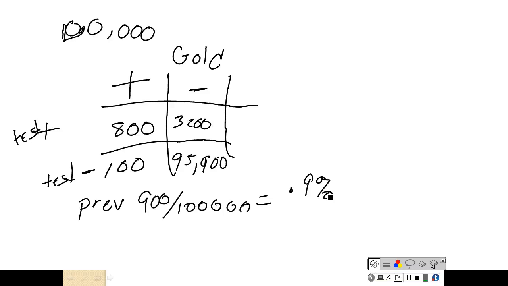All right. Who remembers how we calculate sensitivity? Let's calculate the sensitivity of this test. Remember, sensitivity is the proportion of people that have the disease that tested positive, divided by everyone that has the disease. So what is sensitivity? 800 divided by 900. Yes. So our sensitivity for this test is 800 divided by 900, which is 0.89, or we can say 89%. Either one's fine. Our specificity, how do we calculate specificity?